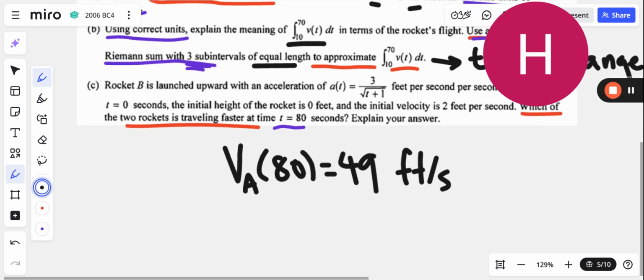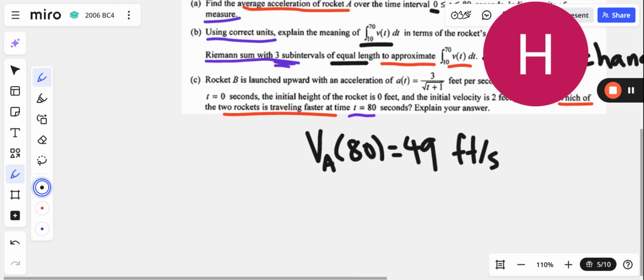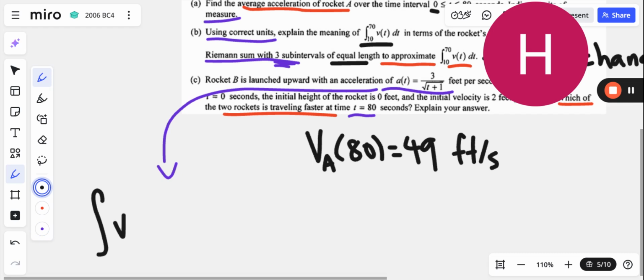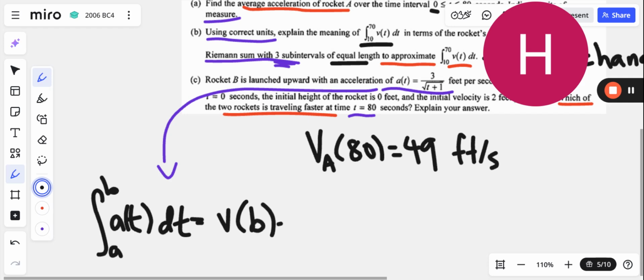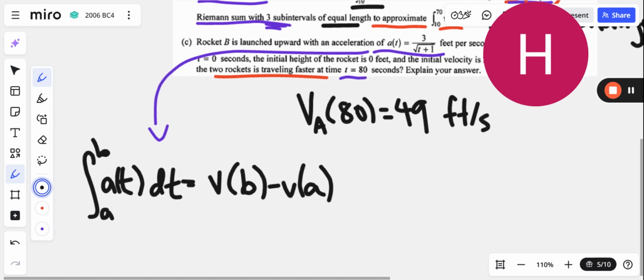But in order to figure out how fast rocket B is going, we have to use the fundamental theorem of calculus with this acceleration to get our velocity. So if we take the integral of acceleration from a to b, what does that give us? That gives us V of b minus V of a. So it gives us the overall change in velocity.